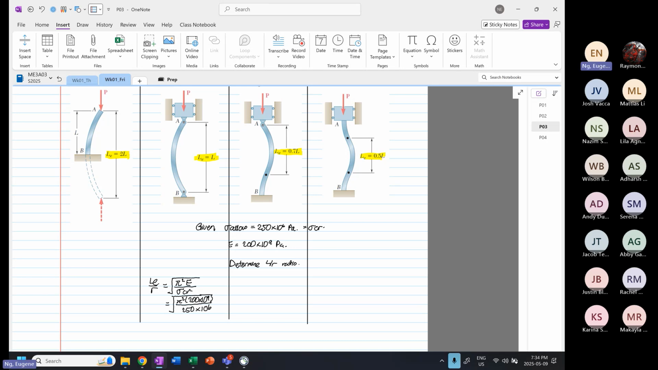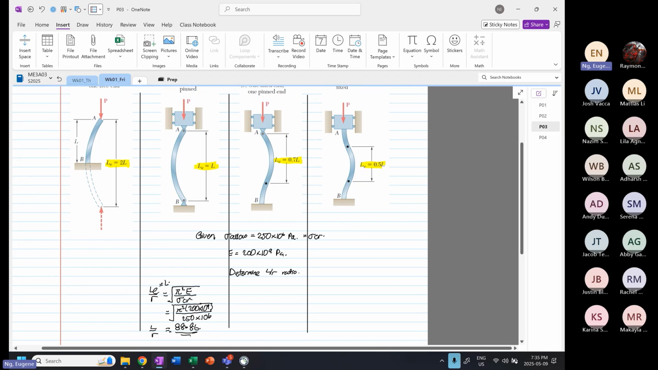Right? Because LE is equal to L, we have L over R equal to the square root of 200 times 10 to the power 9 times pi squared divided by 250 times 10 to the power 6, and the whole thing is 88.86. So the slenderness ratio L over R is 88.86.